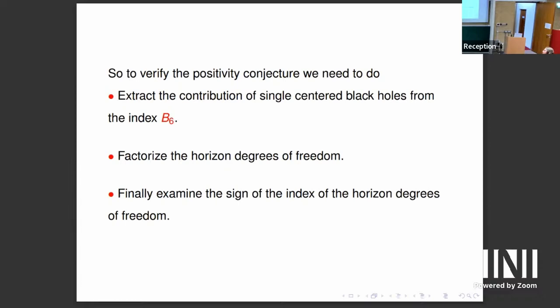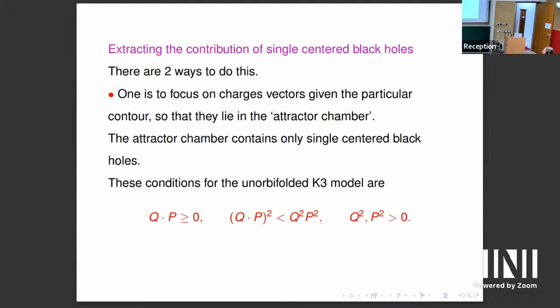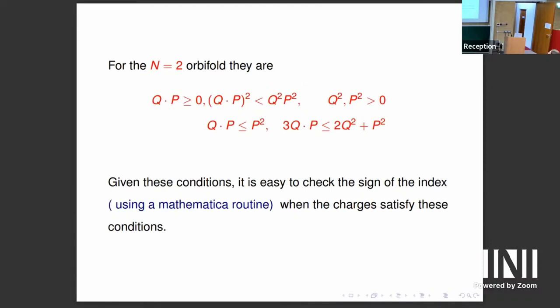Okay. Now, there are two ways of extracting single-centered black holes. There is one way, which is sort of easy to implement in Mathematica. It's basically to look for certain specific charge configurations which lie in something called the attractor chamber. In the moduli space of that integral, when you do this contour integral, there is a particular chamber which is called the attractor chamber. I think it was found by Cheng and Verlinde. I forgot the site. Once you focus on those particular configurations, then you are in a single-centered configuration. Okay, it's easy to implement in Mathematica. We just have to look for specific configurations. For every orbifold, there is a particular domain, and we just have to look for that.